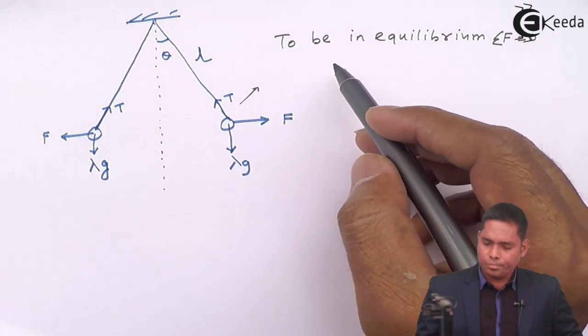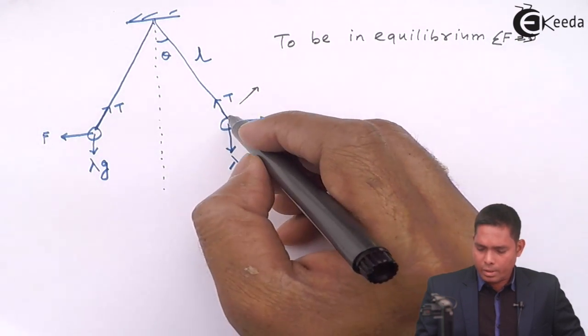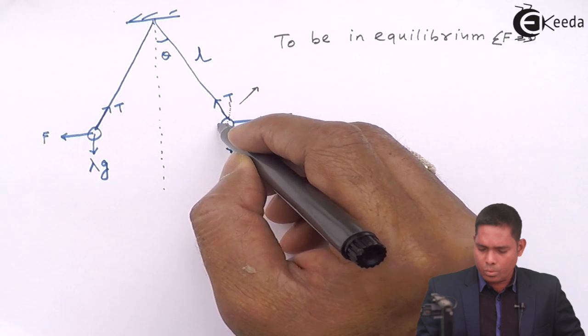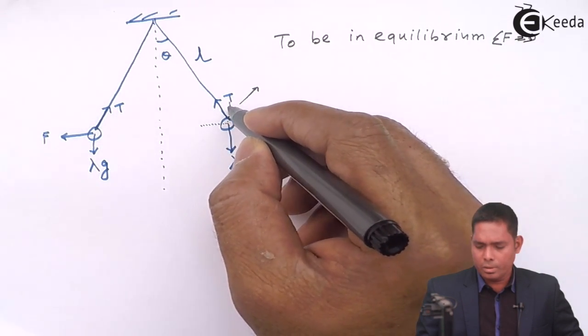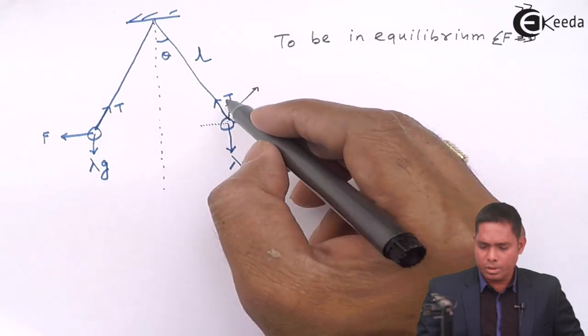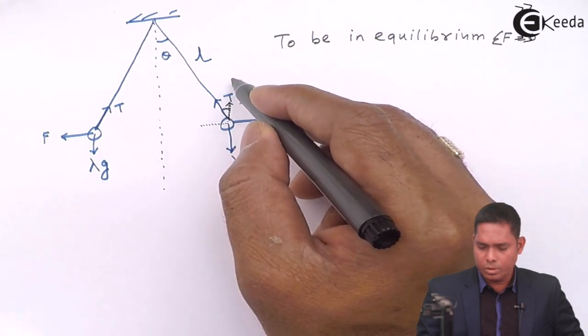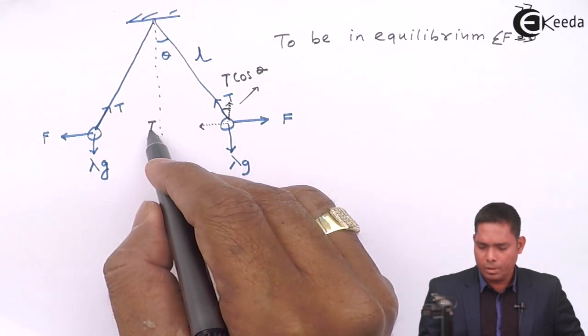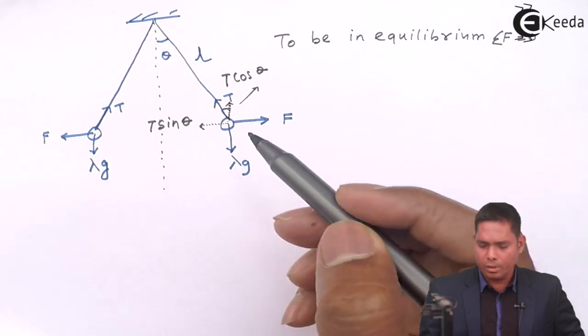Now you can resolve this T into two components. This component is T, because this is theta, so this will be theta. So this is T cos theta, and this component will be T sin theta.